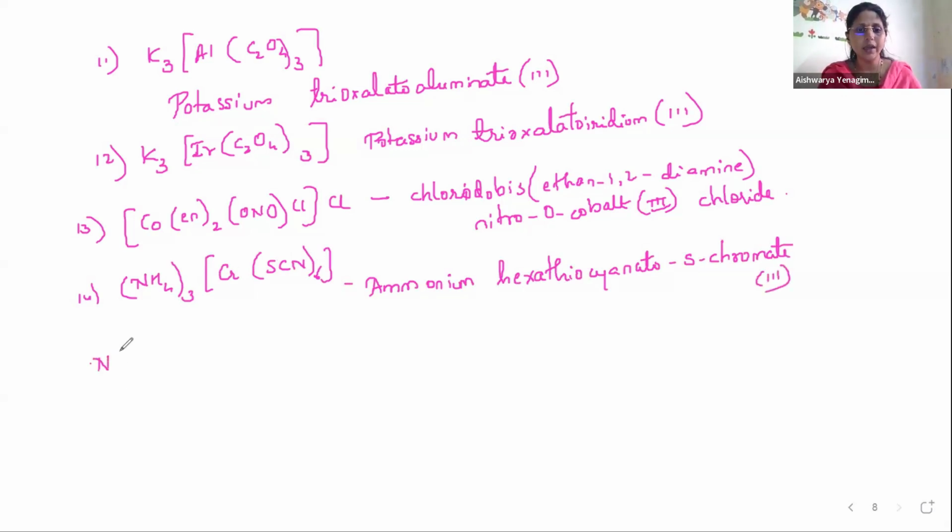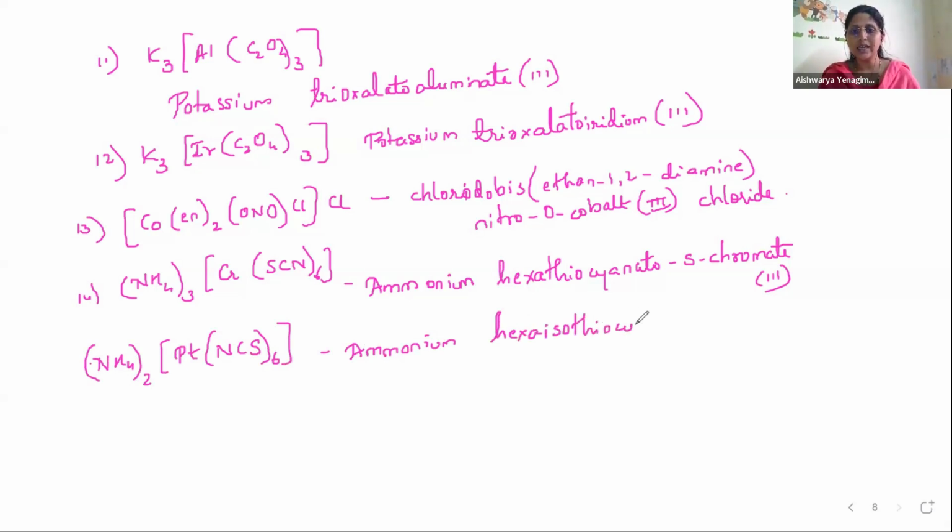Yes. Then another example, (NH4)2[Pt(NCS)6]. Okay. So how do you write the name? Ammonium hexa, you will write it as isothiocyanato platinate. Platinate 4. Yes. Take another example.